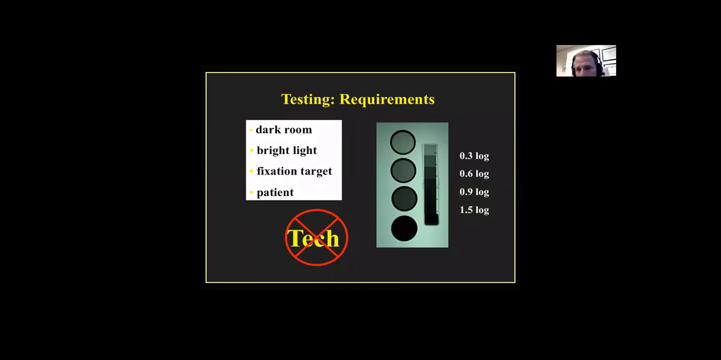Now on the right, I've got pictures of two different sets of filters, and these are really just the same thing as camera filters. You can see that on the top of the circles there, those are individual filters. On the right is something called the filter bar. Now, the filter bar is available from an ophthalmic supply kind of place. What you can do with the filters is measure, quantitate a relative afferent pupillary defect.